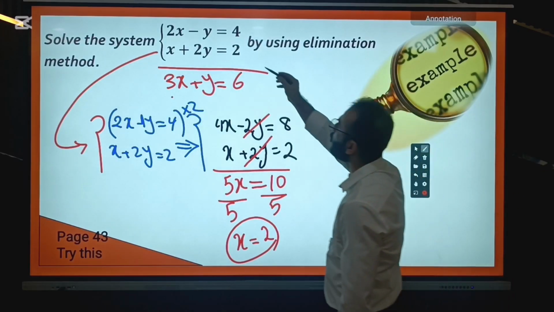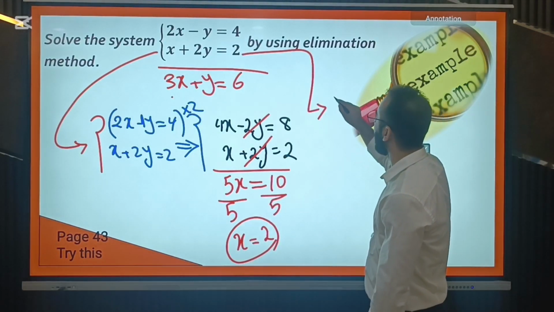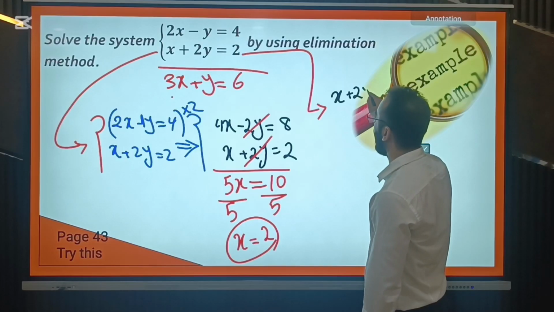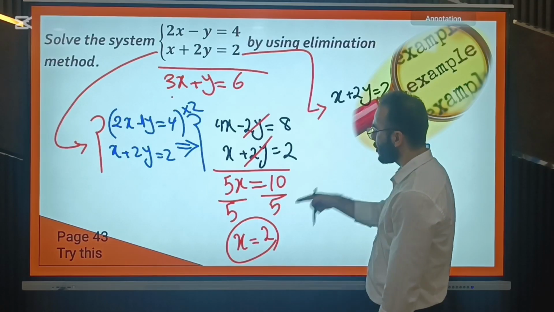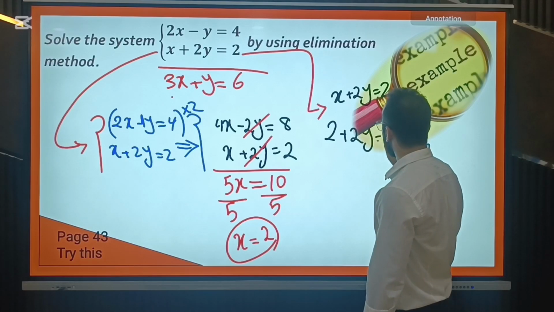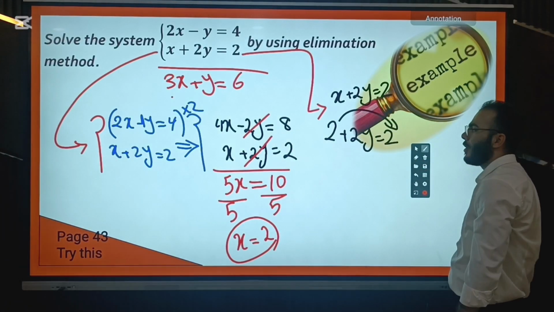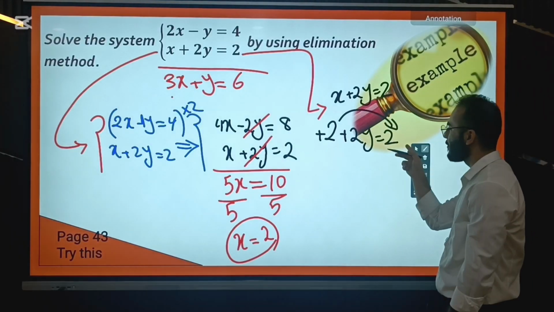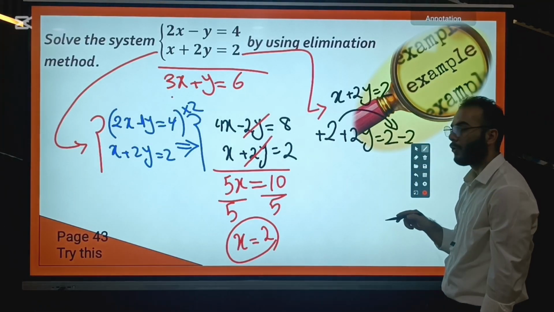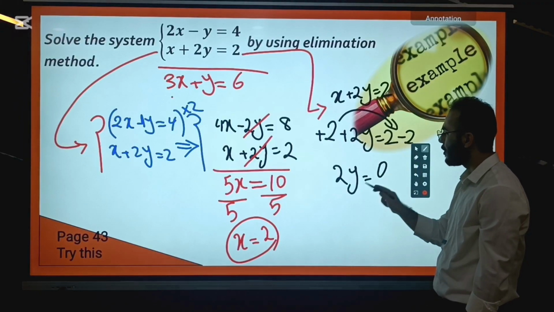Substitute it into one of these two equations that you have. I would love to choose this one. Perfect. So what do I have here? I have x plus 2y equals 2. Instead of x, I have 2 plus 2y equals 2. Move the number to the number side. Here it is positive 2. If it comes to here, it becomes negative 2. Perfect. So we have 2y equals 2 minus 2, which is 0.